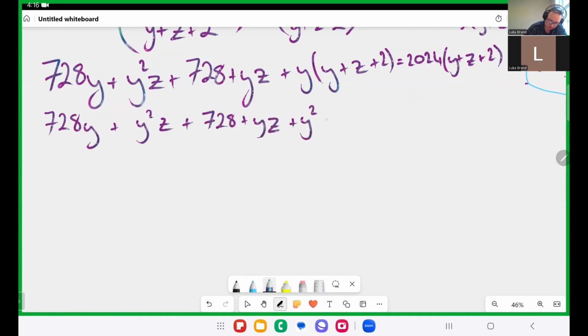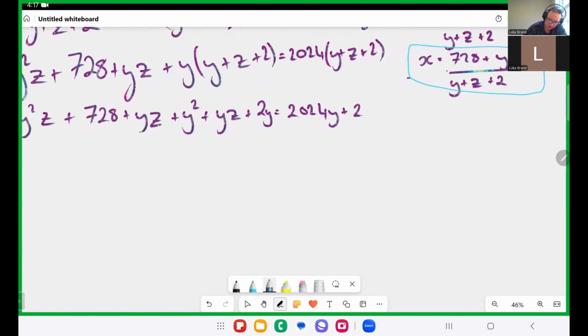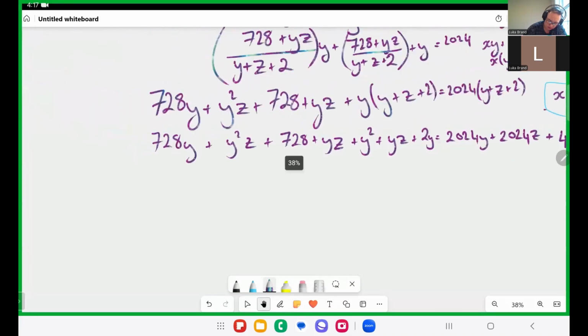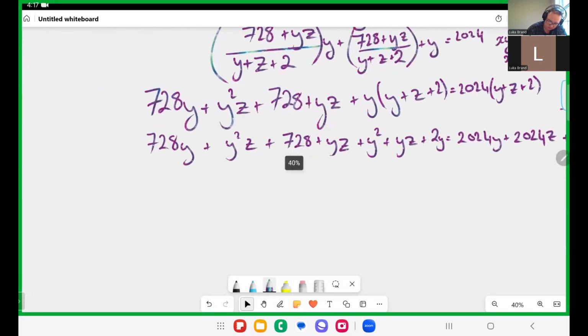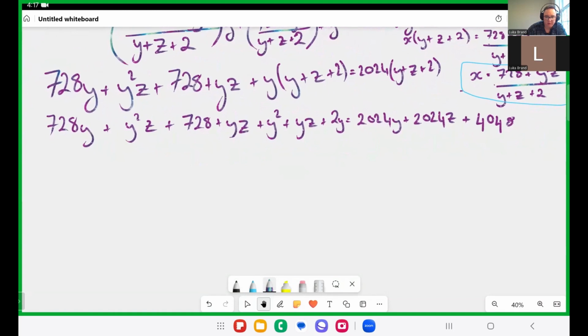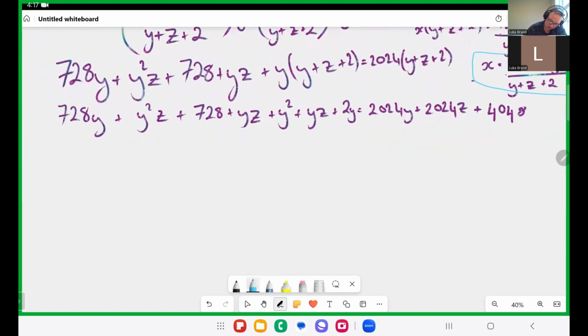While I'm writing this out, I'm checking that I haven't made a translation error, and haven't copied anything wrong. Now, I know that 2 times 2 times 2024 is 4048. All right, there's my equation. Now I'm going to simplify it by adding and subtracting like terms.